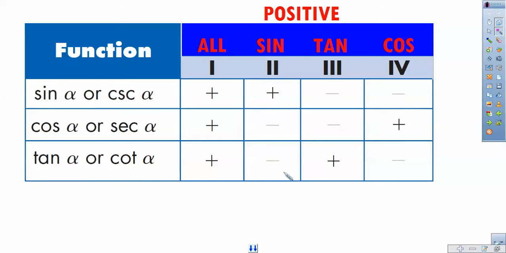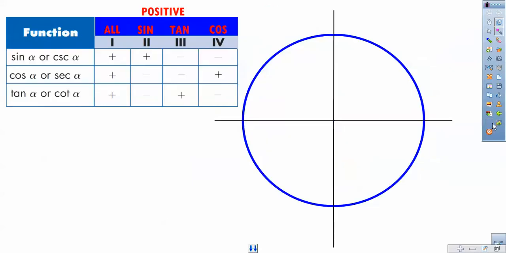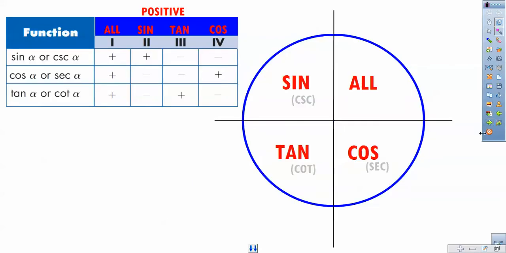But when we get in the first quadrant, only sine is positive. And then when we get into the third quadrant, only tangent's positive. And the fourth quadrant, only cosine's positive. So if we were to take a circle, we could kind of spell it out like this.